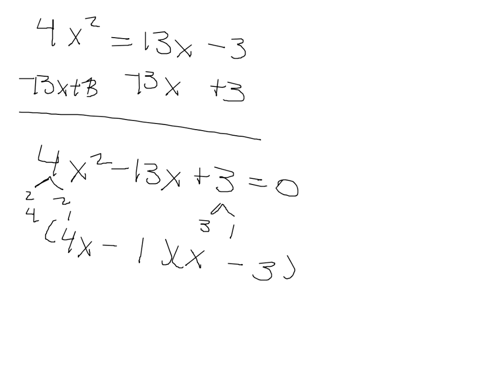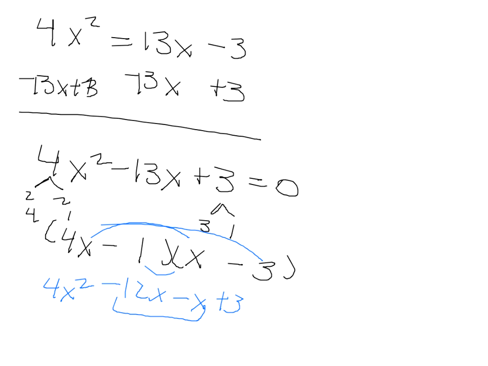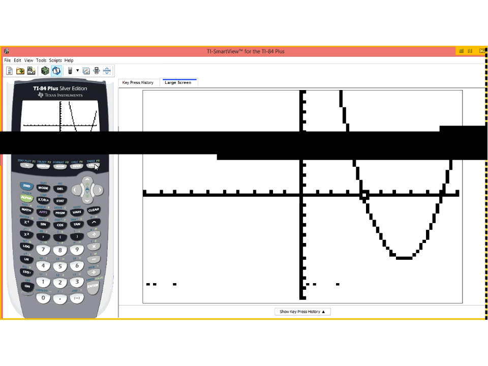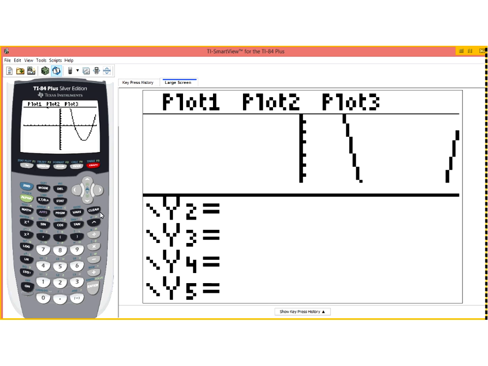So we check that. 4x squared minus 12x minus x plus 3. And there we get our minus 13x. And we should check. This is the last one, so we will check with our calculator. Oh, let's see. Push the right buttons.